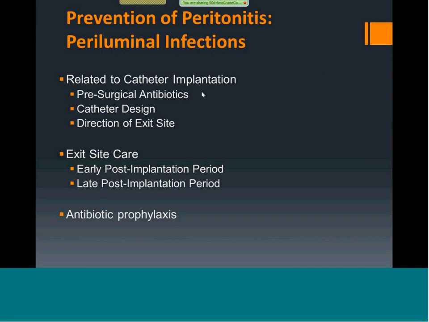With regard to periluminal infections, it could be related to catheter implantation. The prevention strategies need to begin around the time of catheter implantation. The patient should get a single dose of an antibiotic; we use cefazolin on call to the operating room. It's important that you use 2-cuff catheters for placement, and that the exit site is directed either sideways or downward. It is important that the exit site not be pointing upwards. If the exit site is pointing upwards, it is a setup for infection.